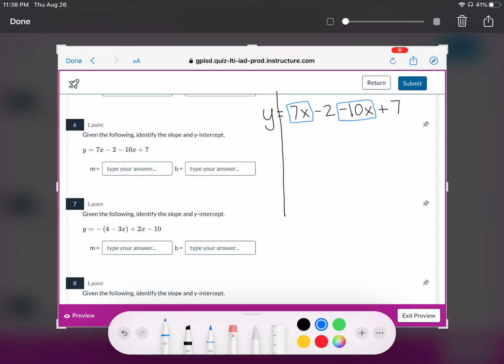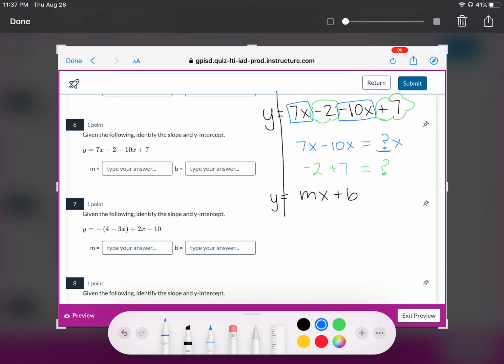Remember, keep the symbol with the numbers. That is a negative 10. So we've got to figure out what is 7 minus 10. What is 7 minus 10? Write that number right there. Next, I see that I have a negative 2 and a positive 7. Those are both just numbers by themselves. We can combine those. I want you to figure out what is negative 2 plus 7. You are going to write your answer to look like y equals mx plus b.